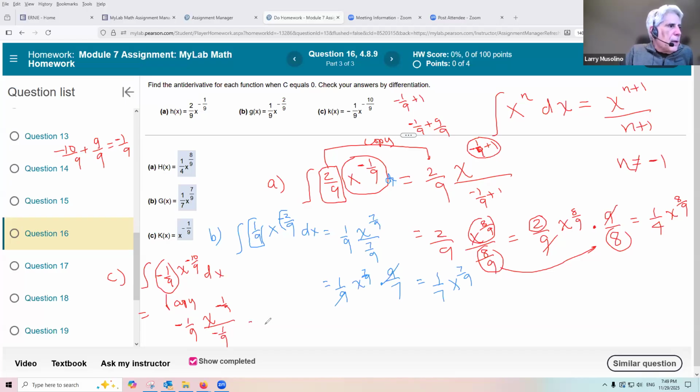Well, let me keep the top of the fraction, x to the -1 over 9, but then I'm going to take this bottom fraction, flip it upside down and multiply it. So it's going to be times 9 over 1 with a negative sign. This 9 cancels top and bottom. I have a negative times a negative, so that's going to be positive. So I'm just ending up with x to the -1 over 9 for the answer here for part C.